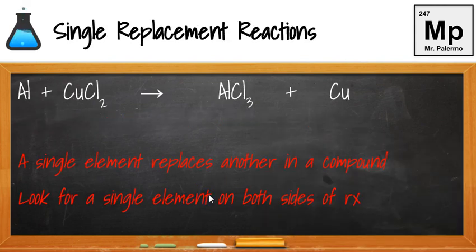The single replacement reactions, we can look for a single element on either side of the reaction. And then you're going to look to see, is that single element replacing another element in the compound. And so if you look here, aluminum is going to actually replace copper. It's going to push out copper. Copper is by itself now as a product. And then aluminum is going to bond with chlorine to form a new compound, aluminum chloride.